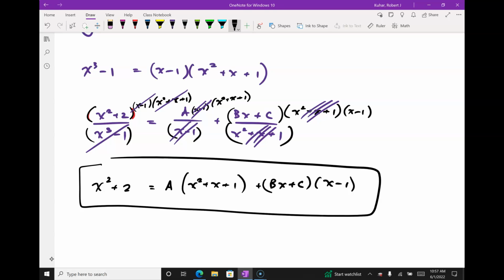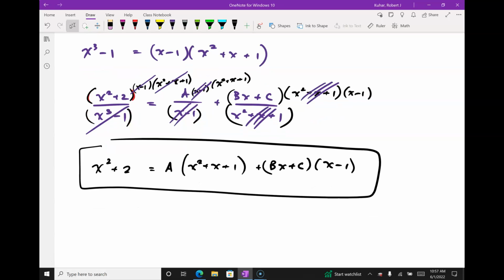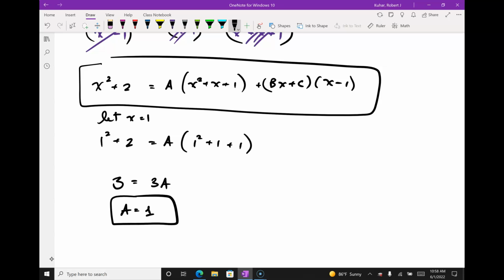One, right? If I pick x as 1, bx plus c is gone, right? Everything over on the right-hand side is gone. So let x equal 1. 1 squared plus 2 equals A times 1 squared plus 1 plus 1. So A is 1. Nice. What do you think?